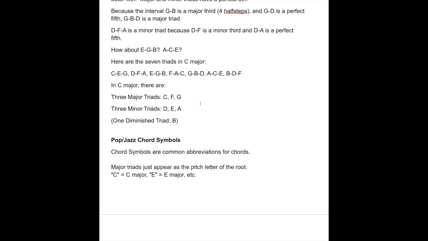So this is the key of C. Do, re, mi, fa, sol, la, ti, do. So we're taking that do, re, mi, fa, sol, la, ti, do and just stacking it up in triads. C major, F major, G major, D minor, E minor, and A minor. And there's one diminished triad. It's B, D, F. It's the B diminished triad.